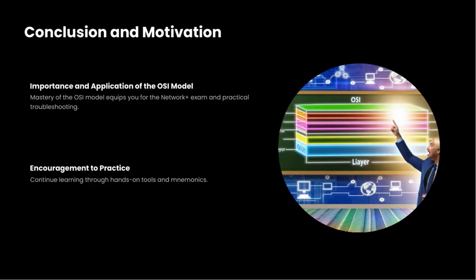Now, as we come to the conclusion and motivation slide, I want to emphasize why the OSI model is so important and how it applies to real-world networking. Understanding the OSI model isn't just about memorizing layers. It's about gaining a structured way to visualize and troubleshoot network issues effectively. It helps you see how data flows through a network, which is crucial whether you're designing a system or solving a problem on the fly.